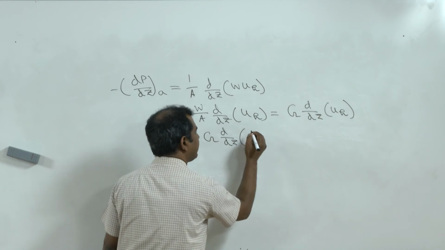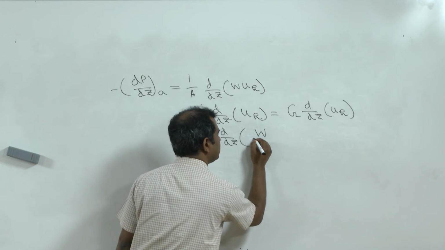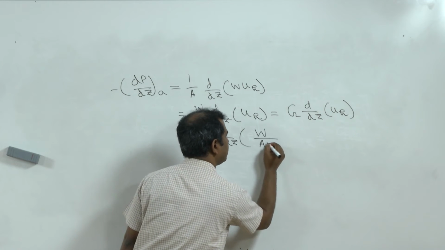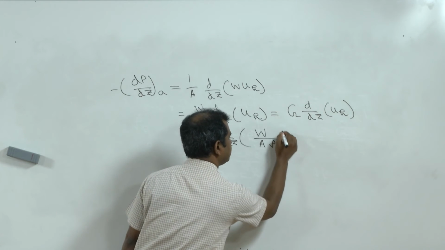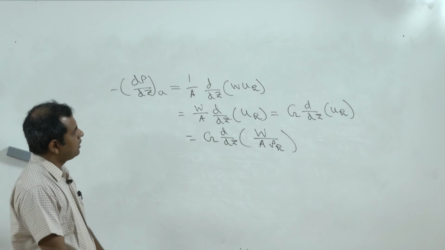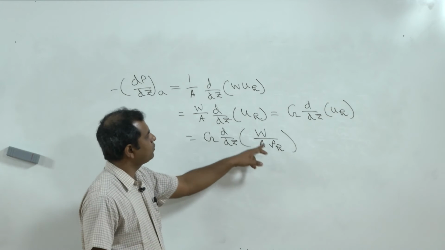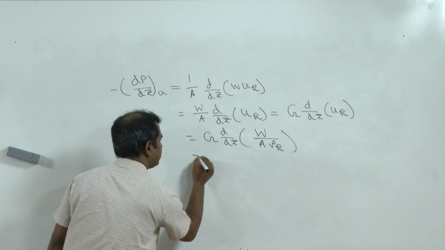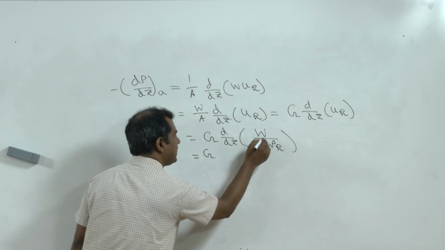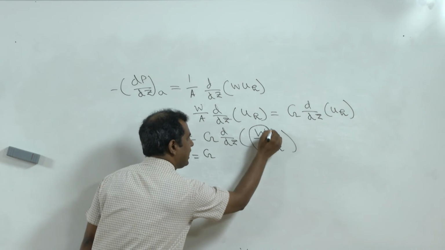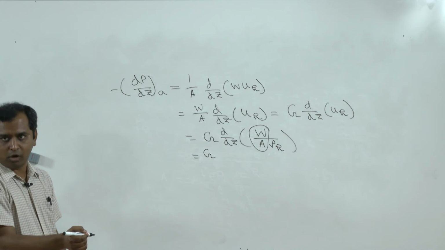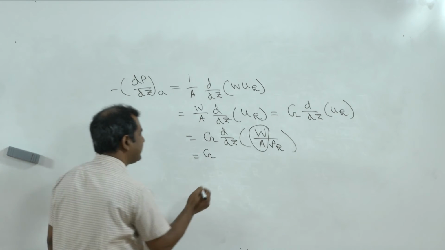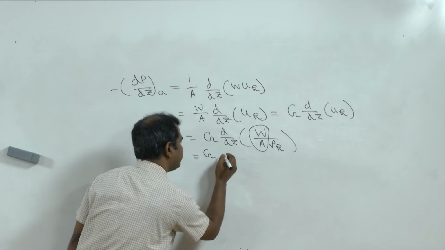Now, u_h we can write as W by A into rho_h. This is once again coming from continuity, because we know W equals A into rho_h into u_h. So, let us find out what this differentiation becomes. Here we will call this the first factor, and 1 by rho_h, which is nothing but v_h, the specific volume for the homogeneous flow, we will call the second factor. Now, let us see how this by-parts differentiation goes.